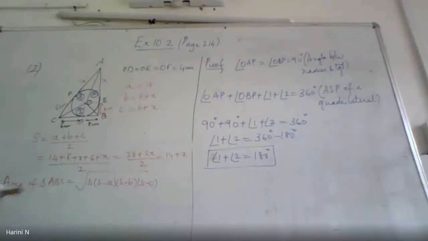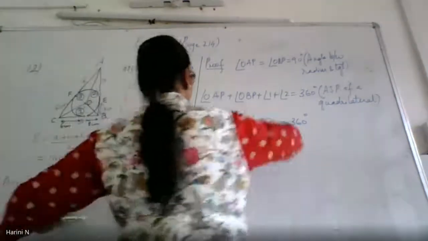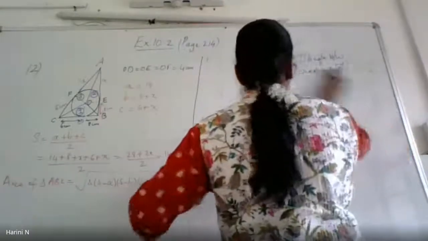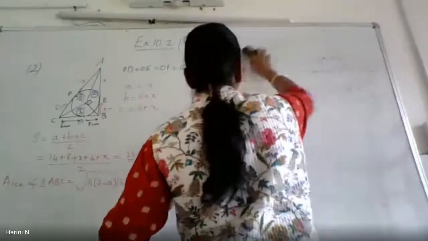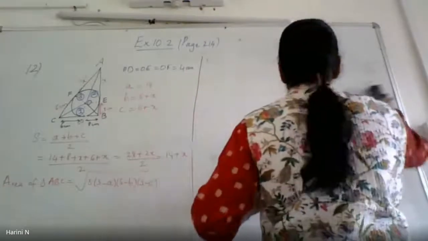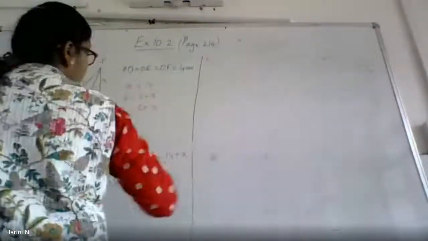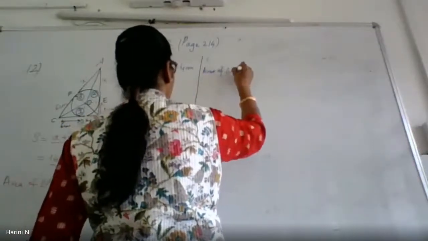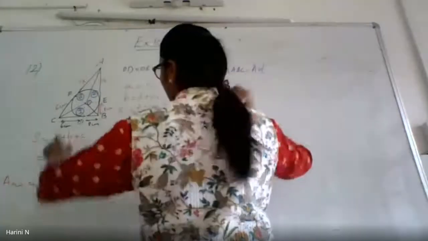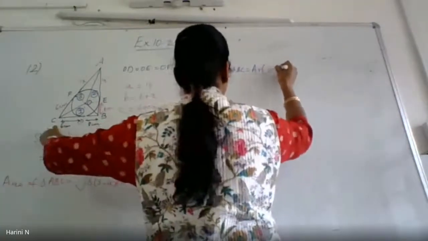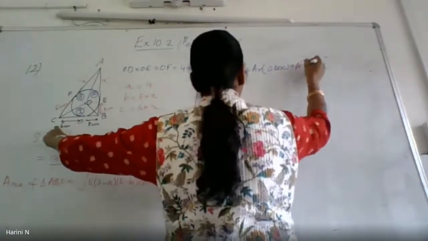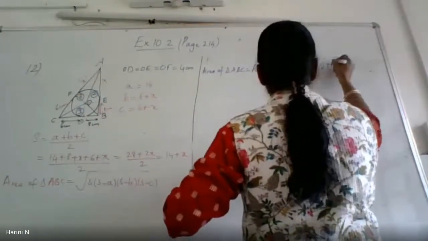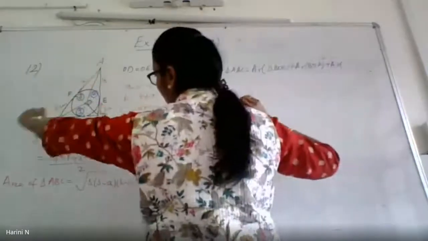So, what you will do, this is one part. You will use the Heron's formula to find the area of the complete triangle ABC. Now, you will go back and find the area of each of the smaller triangles 1, 2 and 3. So, I will write it like this. Area of triangle ABC equals area of triangle BOC plus area of triangle BOA plus area of triangle AOC.